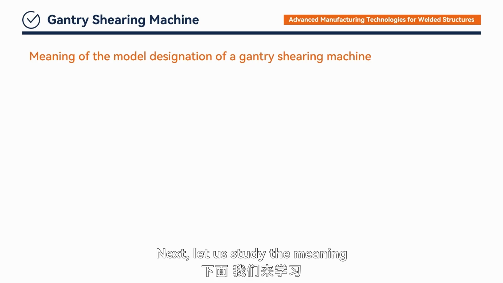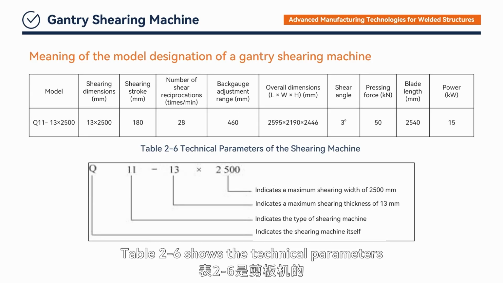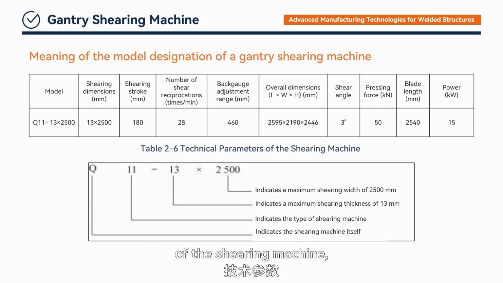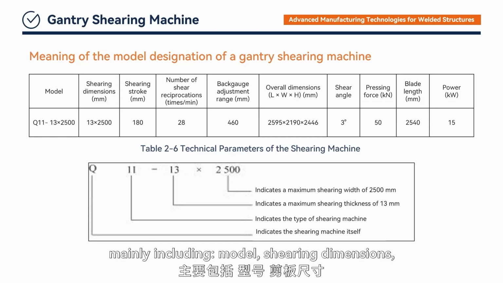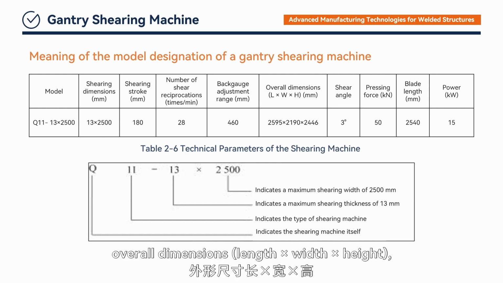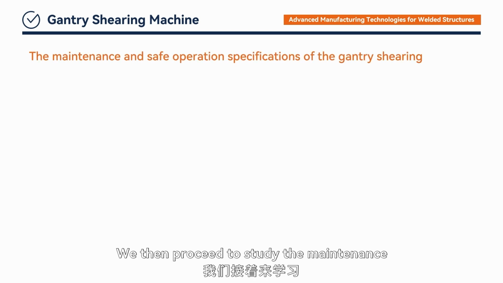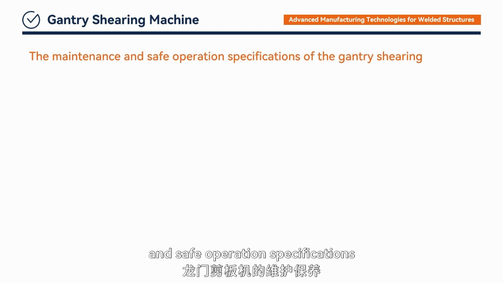Next, let us study the meaning of the model designation of a gantry shearing machine. Table 2.6 shows the technical parameters of the shearing machine, mainly including model, shearing dimensions, shearing stroke, number of shear reciprocations, back gauge adjustment range, overall dimensions, length times width times height, shear angle, pressing force, blade length, and power. We then proceed to study the maintenance and safe operation specifications of the gantry shearing machine.